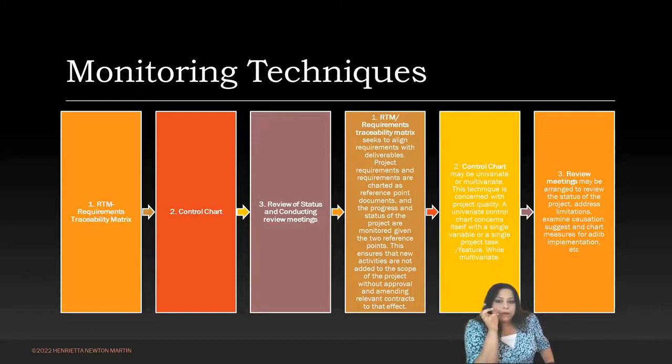Project requirements are charted out as a reference point, and they have reference point documents, and the progress and the status of the project are monitored given the two reference points. That is, they ensure that the new activities are not added to the scope of the project. I'm repeating, new activities are not added to the scope of the project.